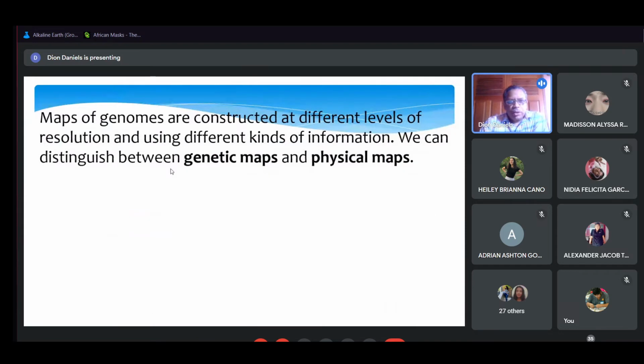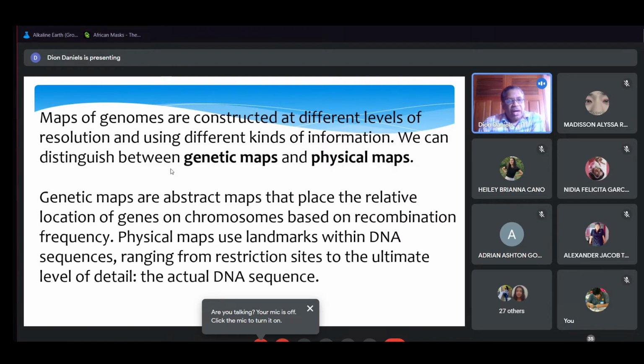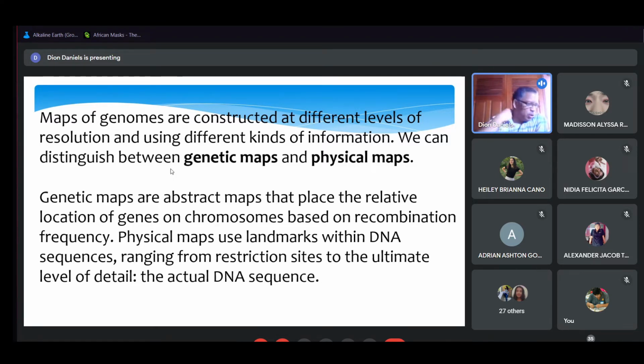Maps of genomes are constructed at different levels of resolution and using different kinds of information. We can distinguish between genetic maps and physical maps. Genetic maps are abstract maps that place the relative location of genes on chromosomes. What do you call the location of genes? What's the term for the location of genes on a chromosome? Anybody knows?